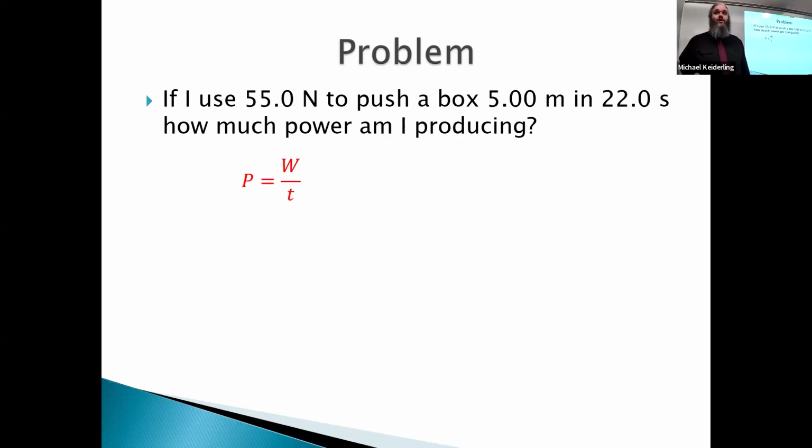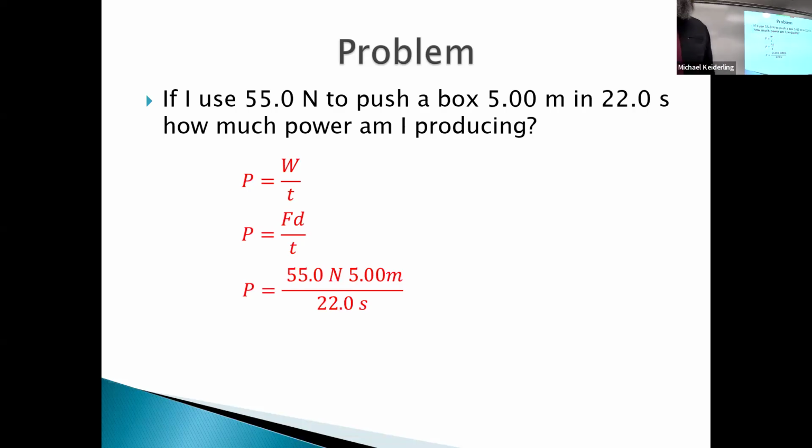So power is work over time. Work is force times distance. So power is force times distance over time. 55 newtons times 5 meters divided by 22 seconds is 12.5 watts.